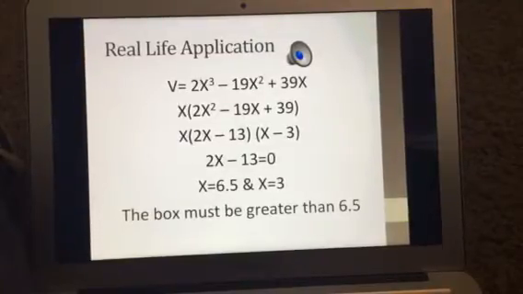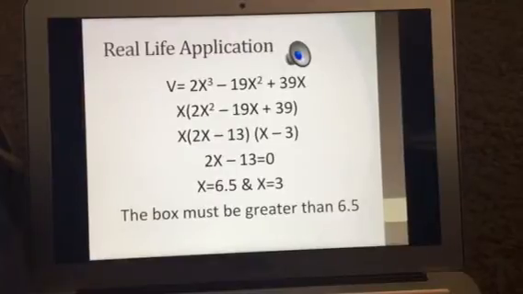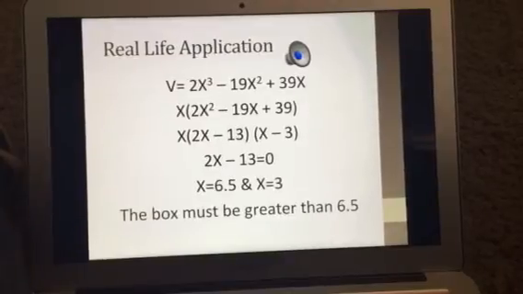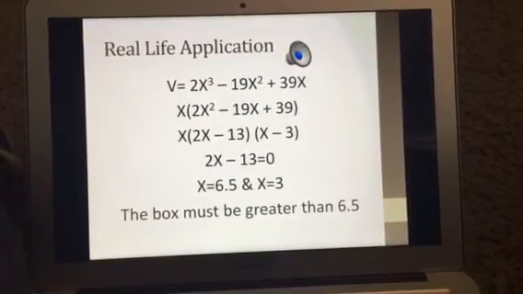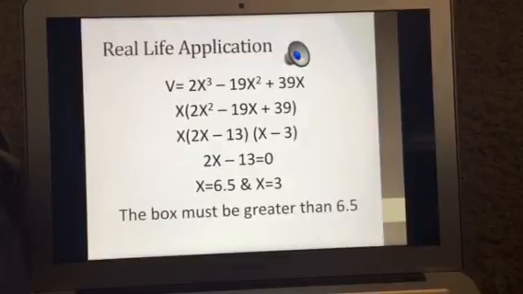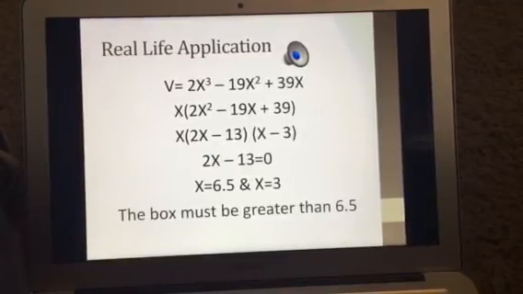And you just want to factor what's in parentheses, so that factors out to 2x minus 13 and x minus 3. So you want to set those both equal to 0 and solve. So you get x equals 6.5 and x equals 3. So that lets you know the box must be greater than 6.5.